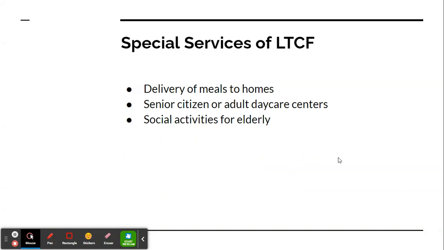Just some additional services that we might see long-term care facilities provide: delivery of meals to people's homes, those senior centers or adult daycares we've talked about, and social activities. If you go into any assisted living or nursing home in the area, you will almost always see that there's a calendar of events, at least in one or two places, that show all the different things that they're doing throughout the month. They usually offer things like bingo, crafts, games, dancing, just opportunities to keep their residents engaged and interacting with each other.